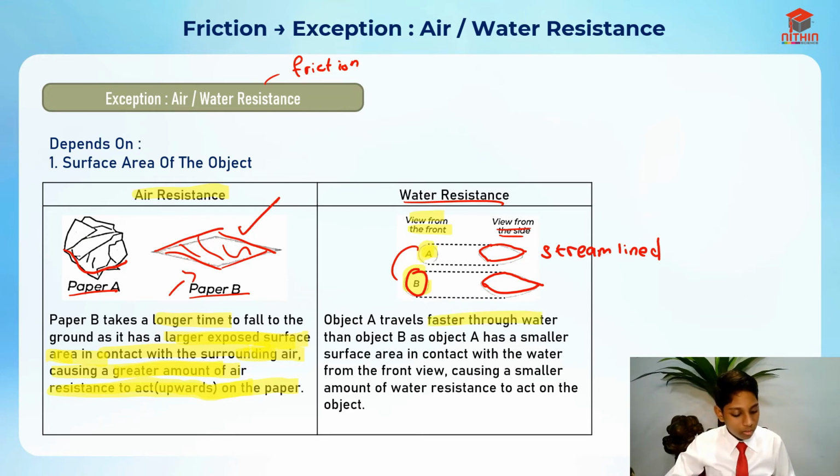Object A travels faster through water than object B, as object A has a smaller surface area in contact with the water from the front view as well, causing a smaller amount of water resistance to act on the object. So same thing, this whole phrasing is really important, okay? Whatever I've highlighted over here is really important. Just remember, and streamline, this word is also really important. You can use streamline in your answer.